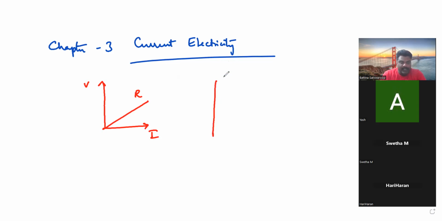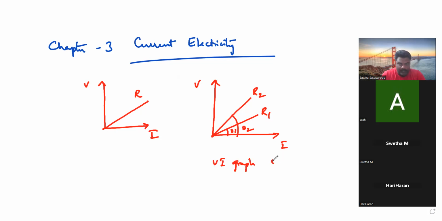Next, variation between V and I for different resistances. Let us say R1 and R2. If resistance increases, the values will also increase, right? So this is for theta 1, this is for theta 2. So I am drawing the VI graph. Okay. If the slope is higher, resistance is also higher, temperature is also higher, right? Yes.